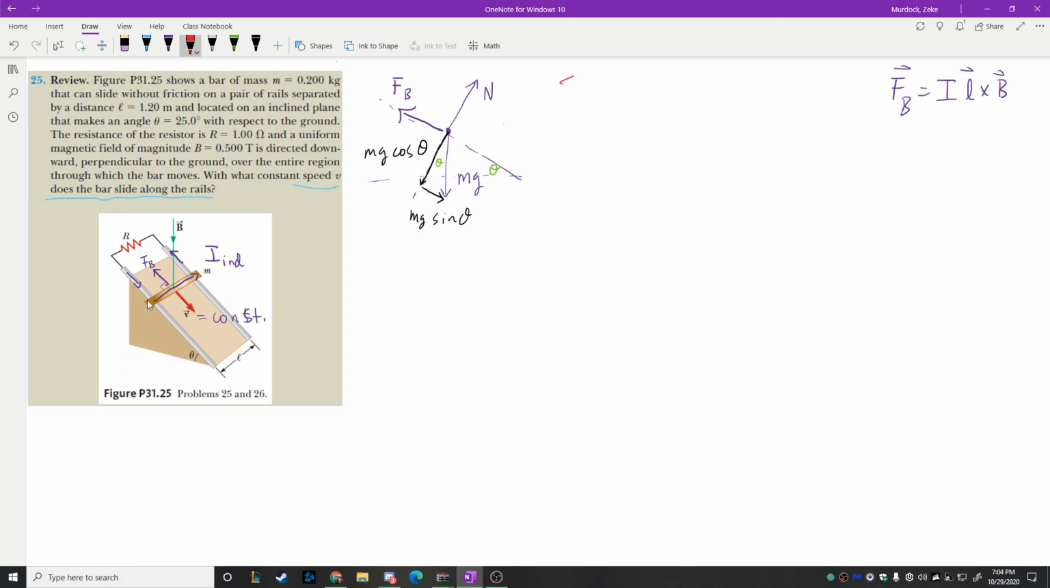Using Newton's second law, the net force in the x direction, let's call this the x direction, let's call this the y direction, should be equal to 0. That means that F_B has to be equal to mg times the sine of theta. And then in the y direction, the net force is equal to 0. That means that the normal force has to be equal to mg cosine theta.